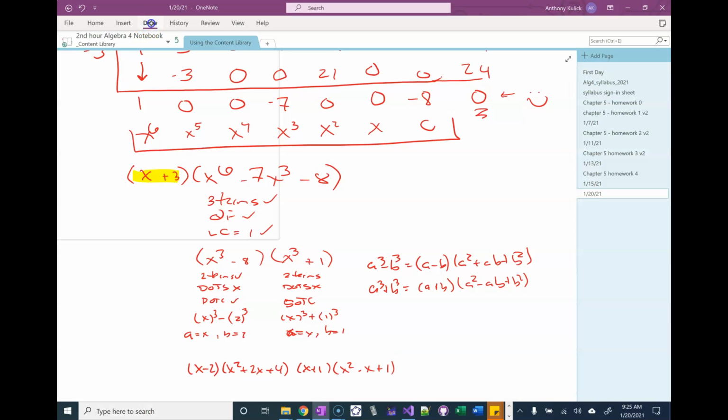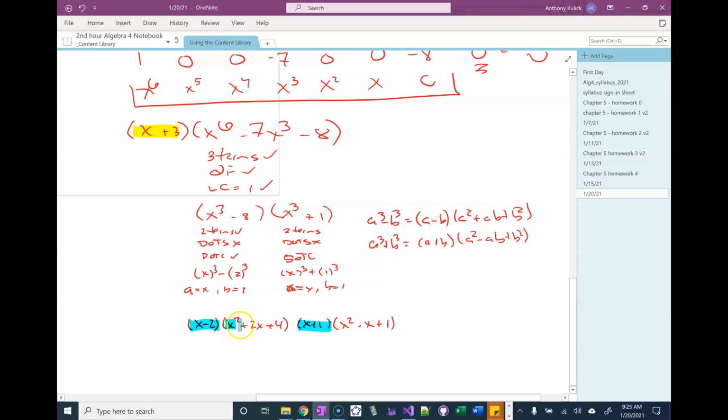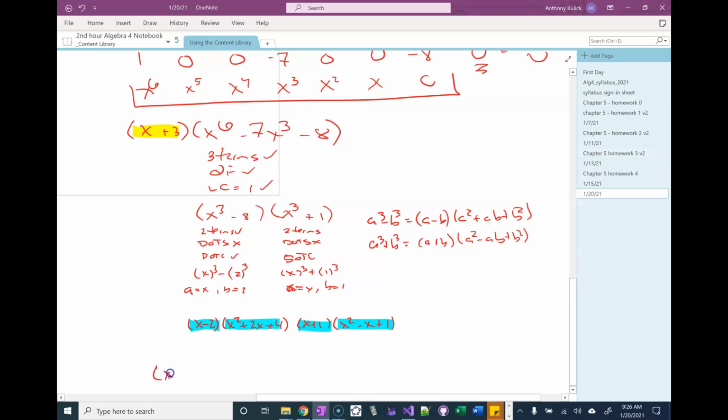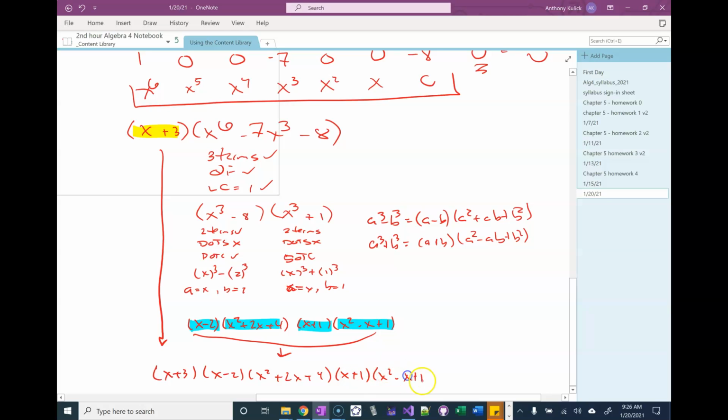And I know that the linear pieces I can't factor anymore. And these quadratic pieces that come from the sum or difference of two cubes factoring patterns, I know I can't factor anymore. So my final answer is going to be the x plus 3 from way up there. And then this stuff, the x minus 2, the x squared plus 2x plus 4, the x plus 1, and the x squared minus x plus 1.